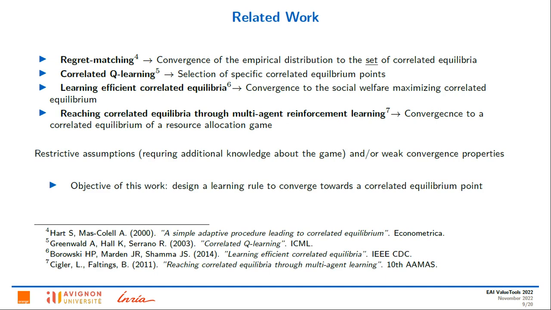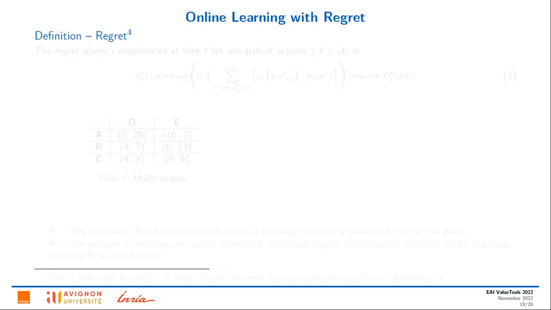our goal is to design a learning rule to converge towards the correlated equilibrium point without any prior knowledge of the game. So in this situation, a common approach consists in using the notion of regret, which is pretty common in online learning. And the regret is a quantity that measures the past performance of actions after some sequences of moves.